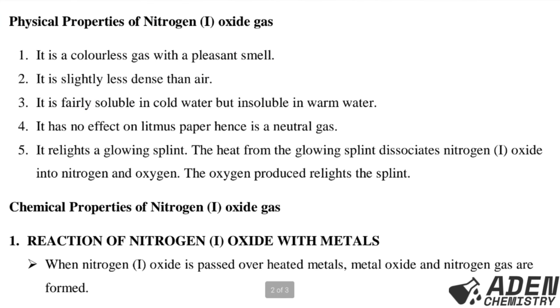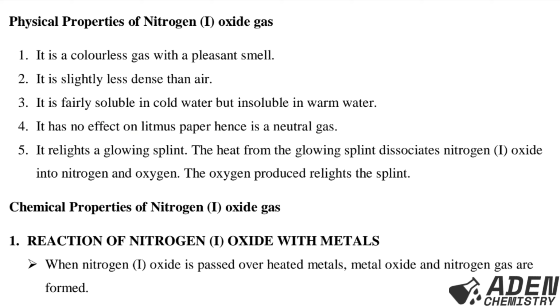So next, let's go to the physical properties of nitrogen monoxide gas. Number 1, it's a colorless gas with a pleasant smell. Number 2, it's slightly less dense than air. Number 3, it's slightly soluble in cold water but insoluble in warm water. Number 4, it has no effect on litmus paper, hence it's a neutral gas.